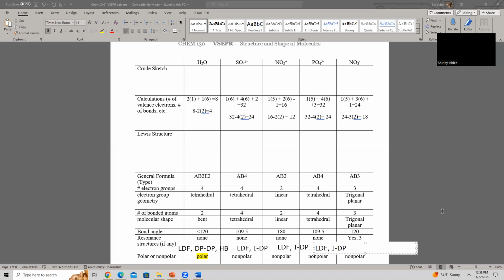All right, now let's look at the last one. It says it is also nonpolar. So we're just pretty much writing the same thing in all three, right? London dispersion forces and ion dipole. And that's it. See, the analysis gives us all of those answers.